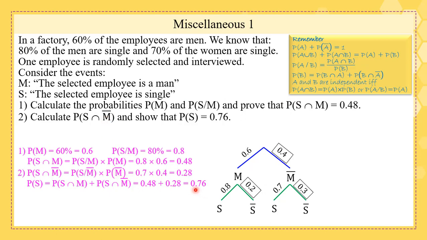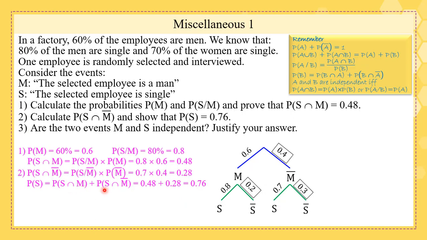Now one might ask here, why did we get P of M directly from the tree and we cannot get P of S directly? Pay attention, because M appears only once whereas S appears twice. For M, this is the probability of M, but for S we have an S here and we have another S there, so we have to add the probabilities of their intersections.